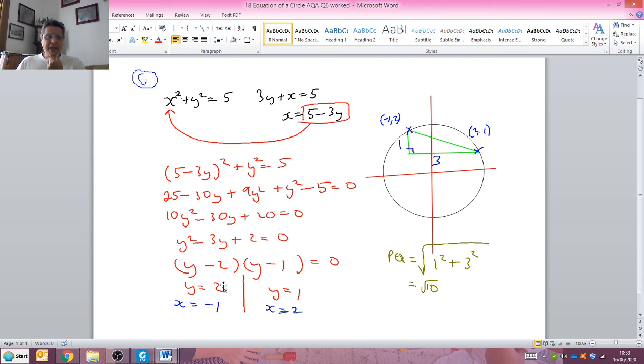So when y equals 2, x equals minus 1. When y equals 1, x equals 2. So now we've got 2 points to plot. We've got minus 1, 2.